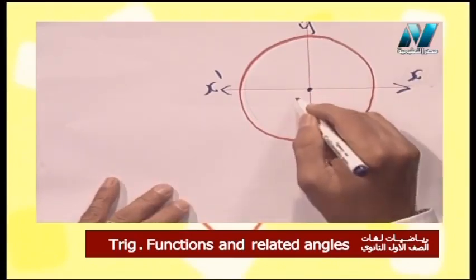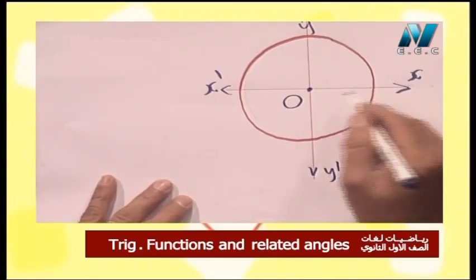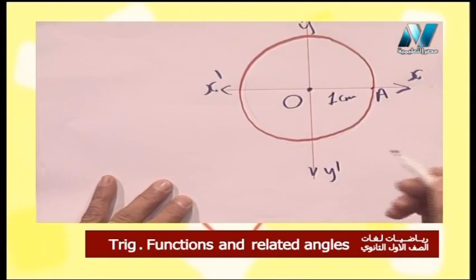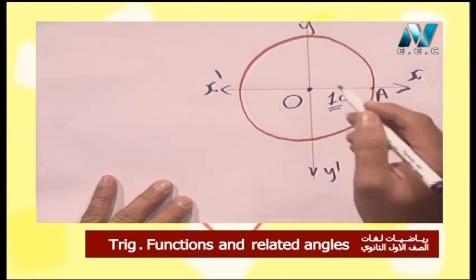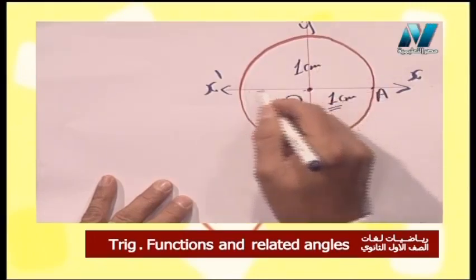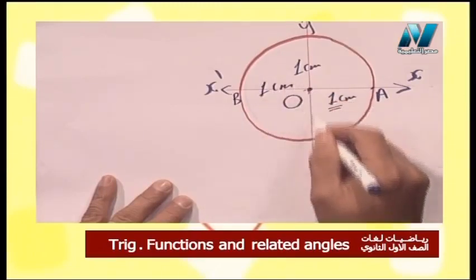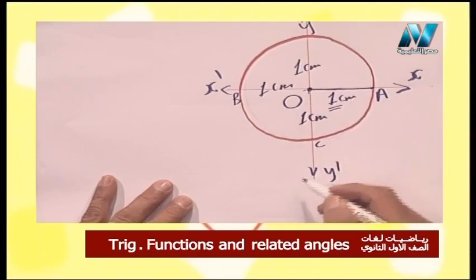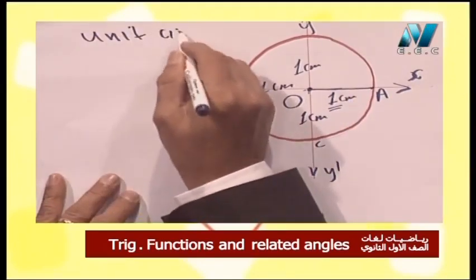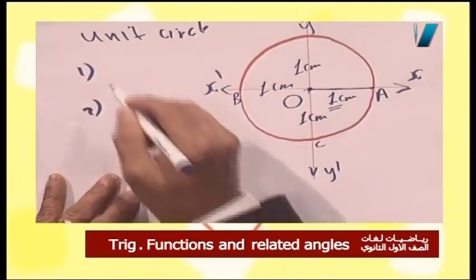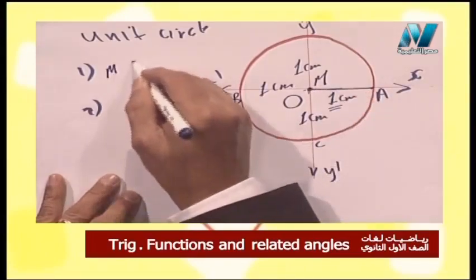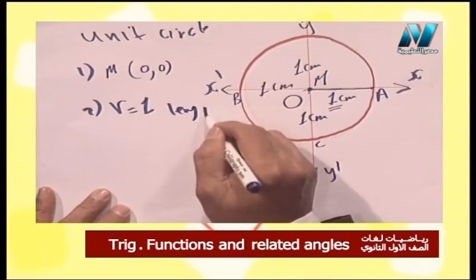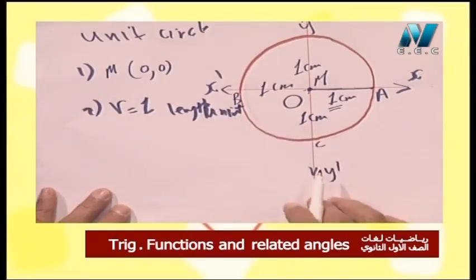This is what? Yes, it's the origin point. Okay, and we have here this line segment OA equals 1 centimeter or 1 meter. It's a unit. And OY dash here equals 1 centimeter also, and OB equals 1 centimeter, and OC equals 1 centimeter. So its radius equals what? Equals 1 unit. So the unit circle has two important conditions. Its center M is the origin point, which is 0 and 0, and the radius equals 1 length unit. So we call it unit circle.